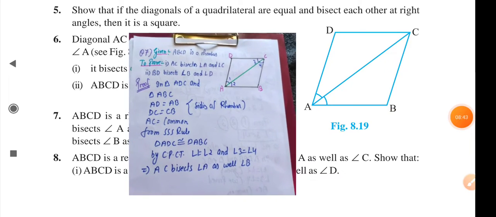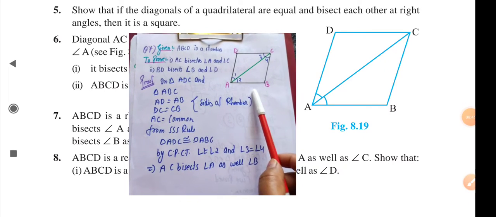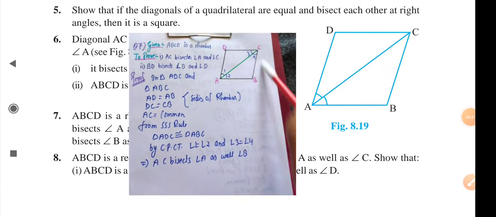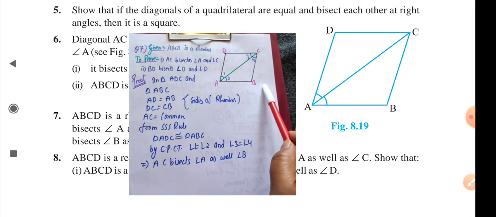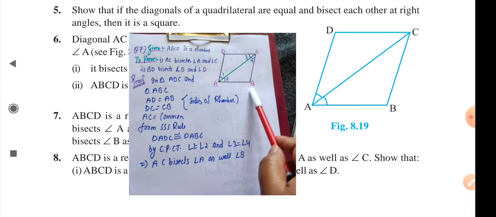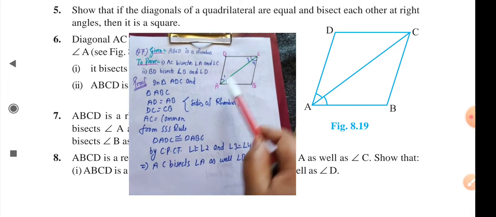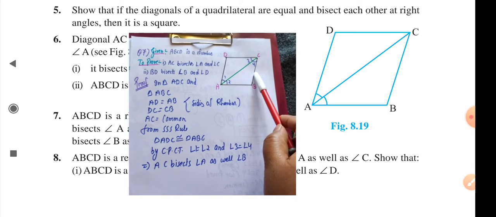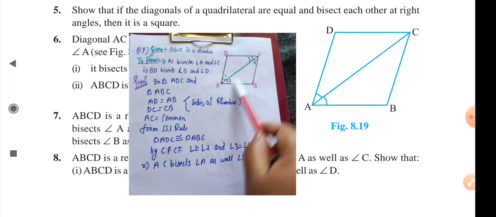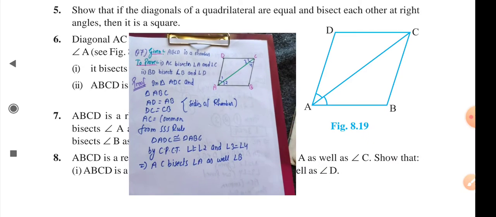You can see that I have just done this question for you. In triangles ABC and ADC, AD equals BC, AB equals DC, and AC is common. From SSS congruency, both triangles are congruent. So by CPCT, angle 1 is equal to angle 2 and angle 3 is equal to angle 4. Hence AC bisects angle A as well as angle C.